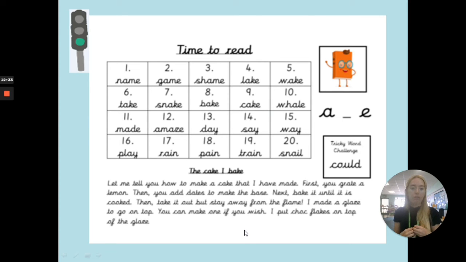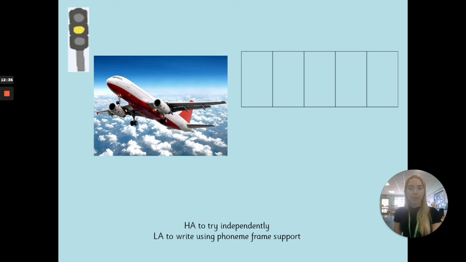Bring all the children back together, and you're going to focus on the writing part of the lesson. So then this is going to be guided again. So have the visual stimuli to help the children understand what the word is. And then Hannah has put a little note here. So the high able are able to try this independently, and the lower able to use a phoneme frame.